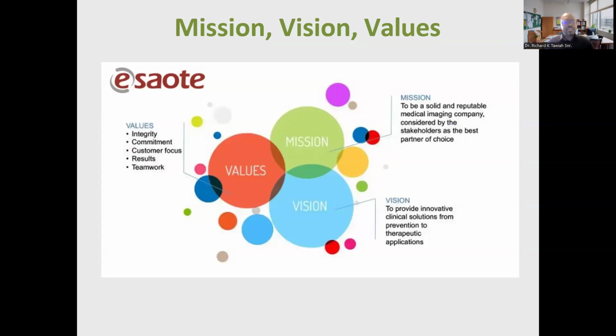So we could see their values: integrity, commitment, customer focus, results, teamwork. They've got a mission to be a solid and reputable medical imaging company, considered by the stakeholders as the best partner of choice. And their vision is to provide innovative clinical solutions from prevention to therapeutic solutions or applications.